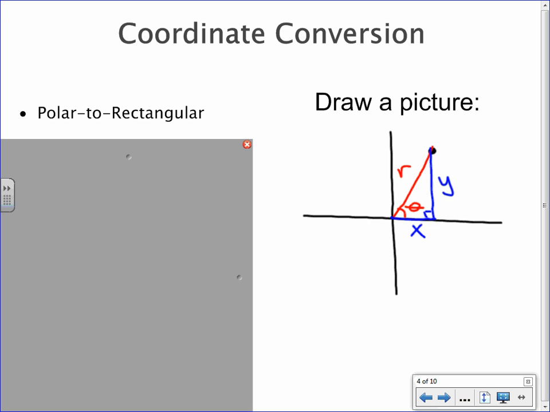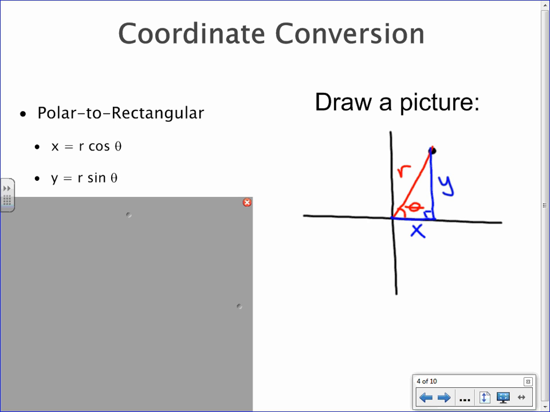Which one? Cosine. The cosine of theta equals x over r. So x equals r cosine theta. If I wanted to find y, the sine of theta is y over r. So y is r sine of theta. Okay, that's your conversion from polar to rectangular.